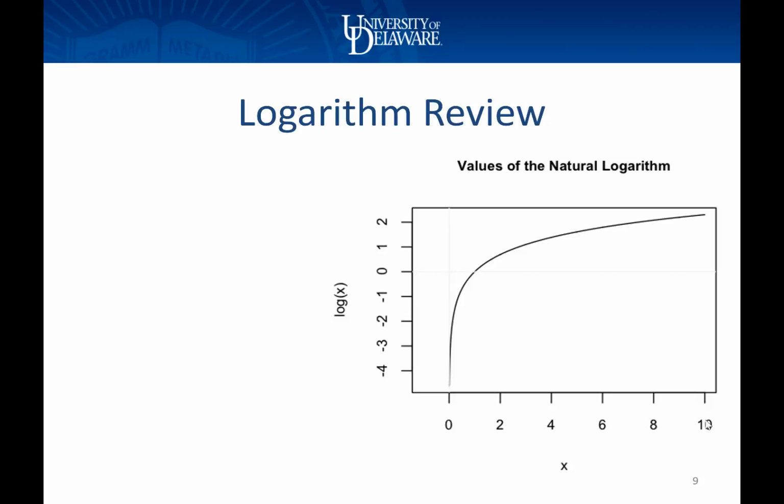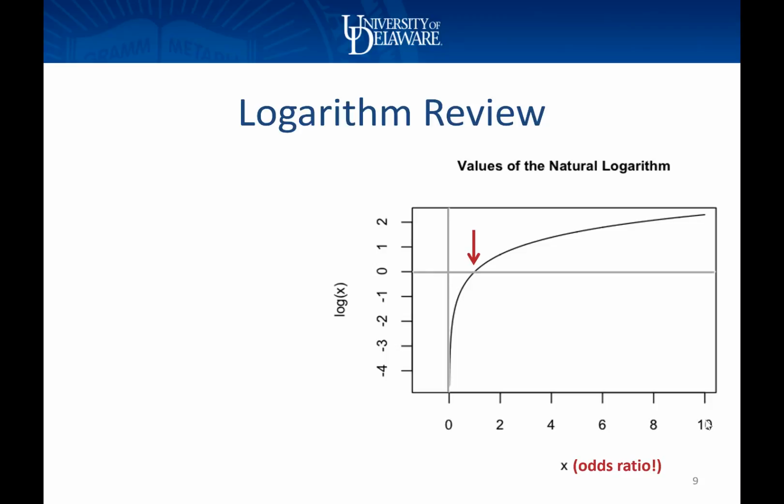Let's start by looking at the natural log function. Look at that horizontal axis. It goes from 0 to 10 in this picture. We'll call it x, but we're going to think of it as the odds ratio. And the vertical axis is labeled log of x. So this would be the log of the odds ratio, or the left-hand side of our logistic regression model.